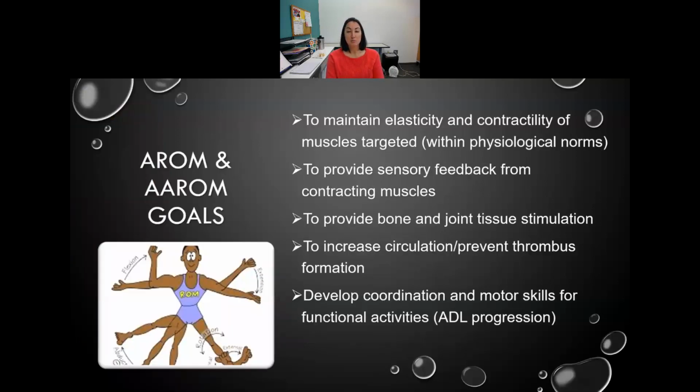More goals are to maintain elasticity and contractility of muscles targeted. So if you are extremely buff, then just doing active motion is not going to be enough to maintain all of your strength, but to allow the muscles to still function correctly, doing the active range of motion will be helpful. To provide sensory feedback from those contracting muscles, to provide bone and joint tissue stimulation, increase circulation and prevent thrombus. Remember, that's a blood clot, so prevent a blood clot from forming. Develop coordination and motor skills for functional activities.